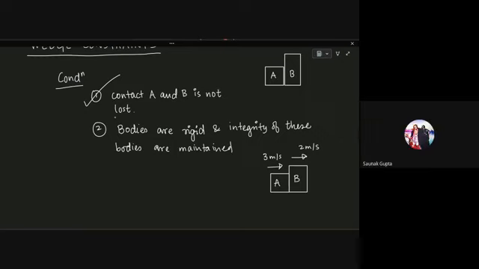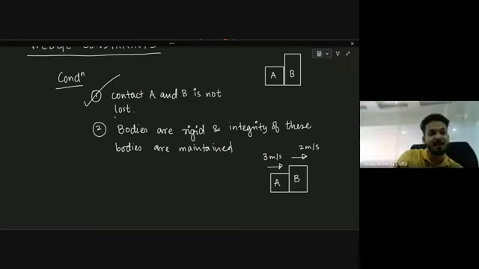So A will apply some kind of force on B because they're rigid, right? And the integrity is maintained. A can't just go past B. Otherwise the integrity of block B or block A will be lost, because we know that they are not stretchable. These are rigid bodies.